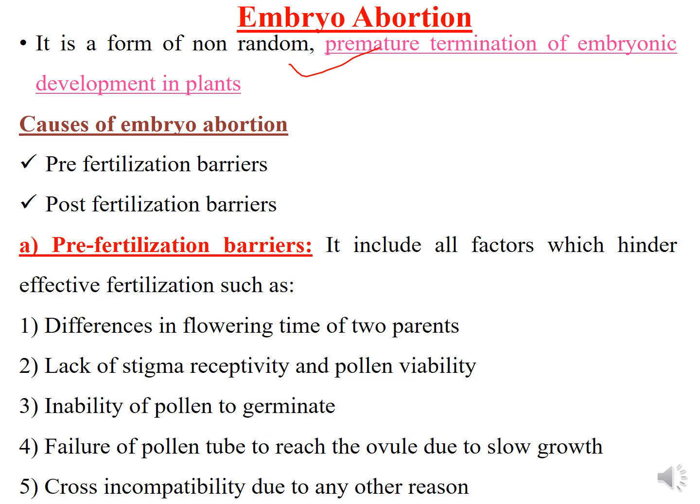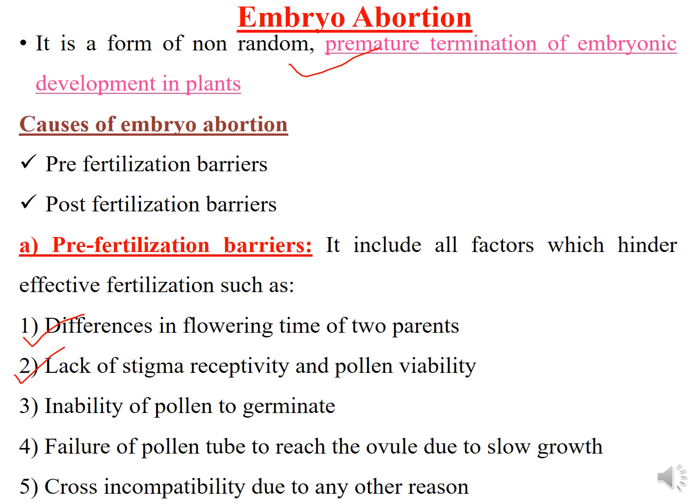And why does this embryo abortion happen? This is because of pre-fertilization barriers and post-fertilization barriers. What are the different pre-fertilization barriers that can lead to embryo abortion? First one is differences in flowering time of the two parents, that is, the male parent and the female parent. The flowering time used to be different, and there is lack of stigma receptivity and pollen viability.